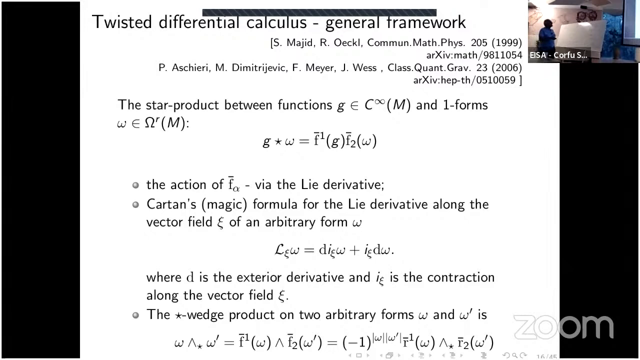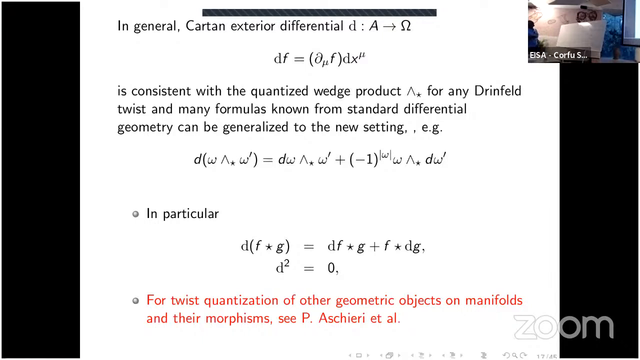So as I said, the Cartan exterior differential remains classical, which is in some sense an advantage of this formalism, but we deform the wedge product. And for example, this is the analog of the formula which we should know. And also d squared is zero, so the cohomology works as usual.